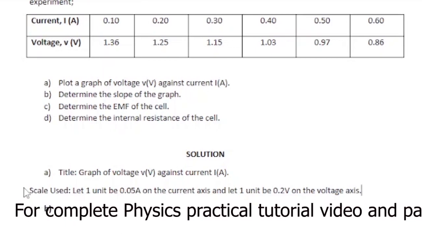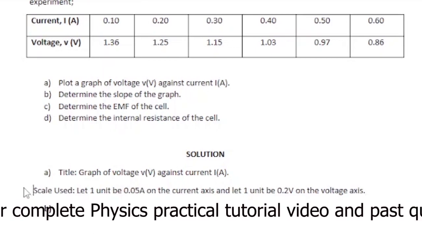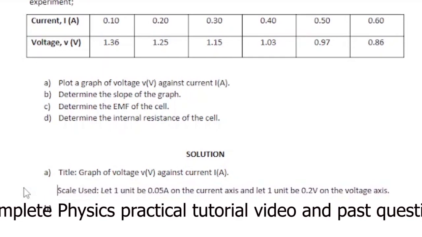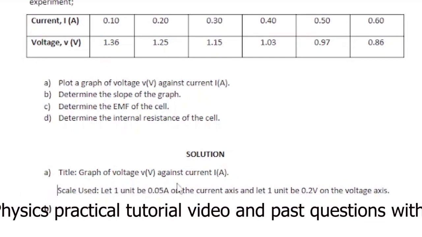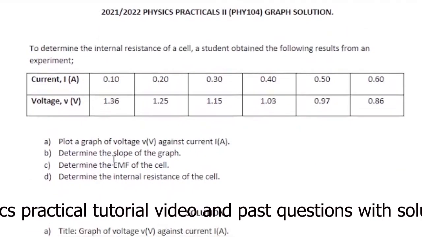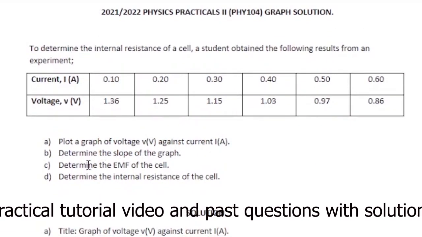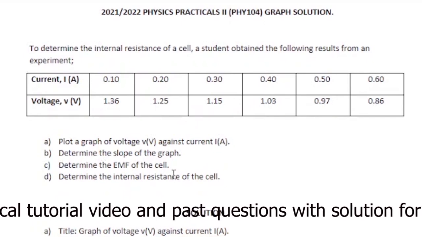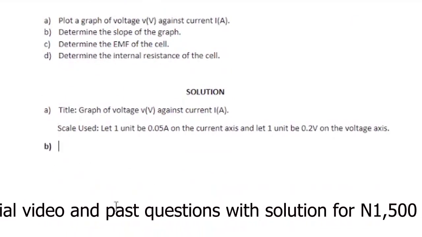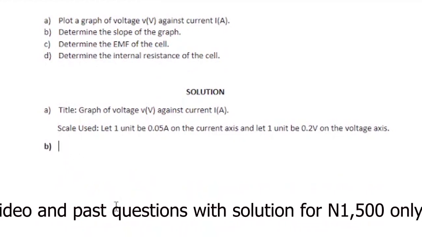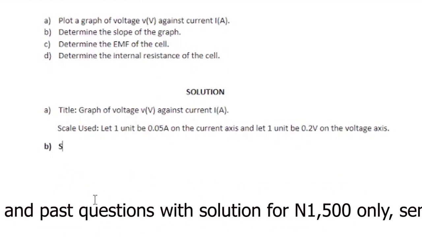With this now, I have successfully input my title and my scale used. All right, so having done this, we are done with part 1 of the question, which says plot a graph of voltage against current. That is done. The B part now says determine the slope of the graph. So I have to go back to my graph and get my slope. So just come here, slope. So I have slope.